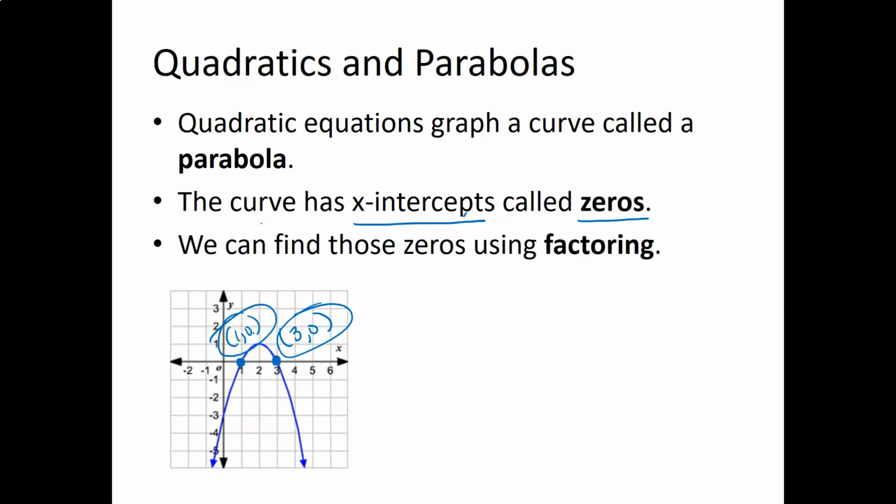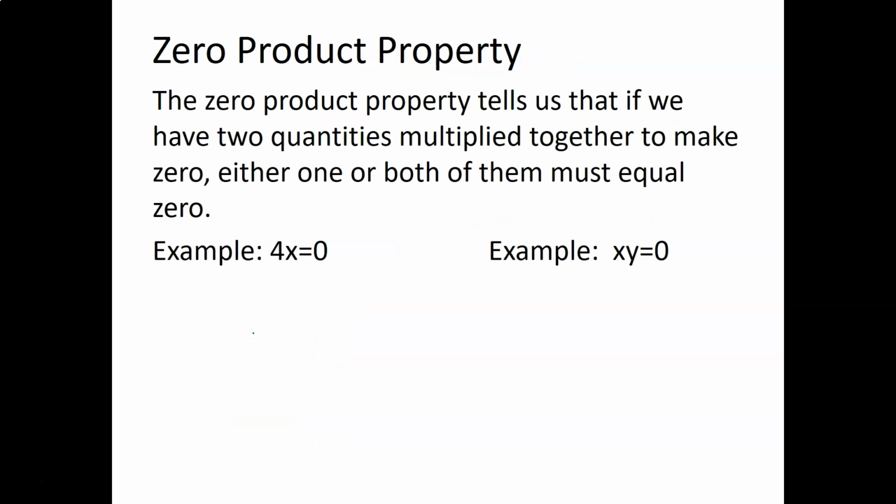So eventually we're going to work our way up to actually graphing these parabolas. In order to do that, we need a new property. So we're already familiar with the distributive property. Today we're going to learn about something called the zero product property. The zero product property tells us that if we have two quantities multiplied together to make 0, either one or both of them must equal 0.